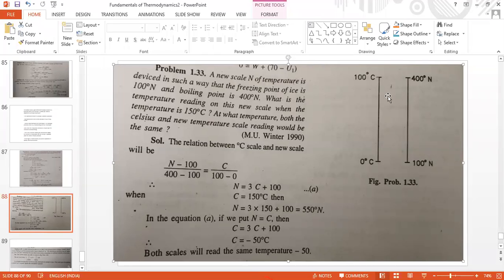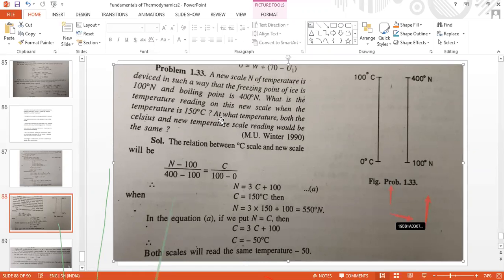That means 150 is designated by 550 on this scale. It is general intuition also: if 100 is shown by 400, then 150 is shown like that. Of course, you cannot generalize; you have to put this formula, then only you can do it. So N is equal to 550. For an actual reading of 150 degrees centigrade, the new scale reading is 550.